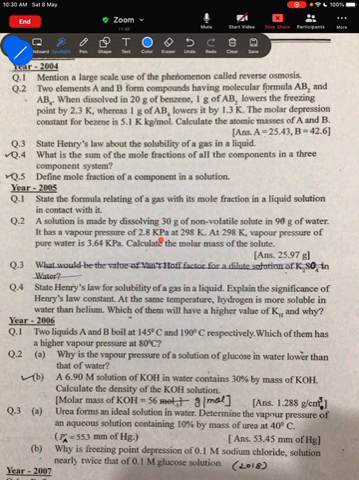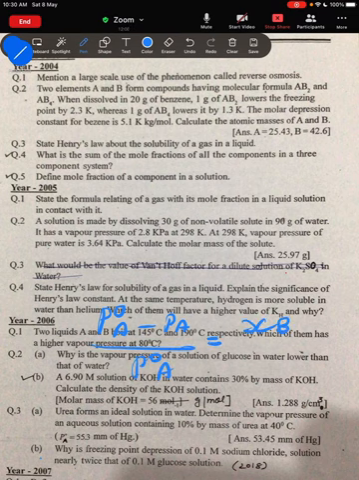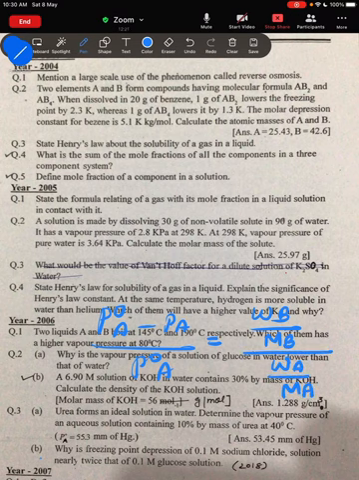There's no need of multiplication, because p naught a minus pa upon p naught a is equal to xb. So here you have to take care that this xb is wb upon mb upon wa upon ma. Don't write here 1000 as in the case of elevation of boiling point or depression of freezing point.